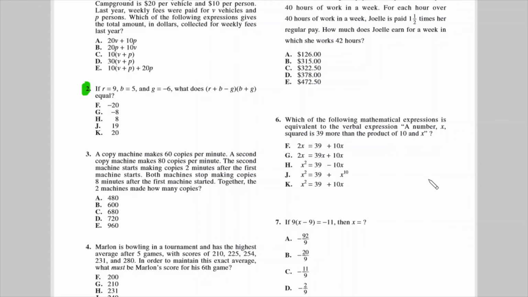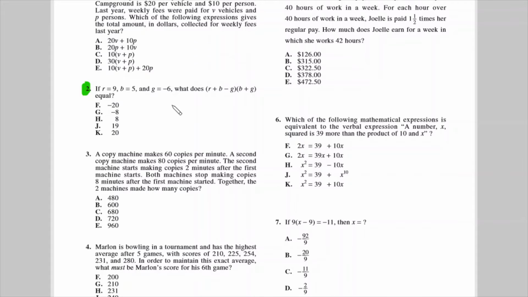Here we're going to look at number 2 to show how the different numbers that you get as you're working through a problem will also show up in the answer choices. And what's great about number 2 is that there are a couple of traps along the way. If r equals 9, b equals 5, and g equals -6, what does (r + b - g)(b + g) equal? This is a basic substitution question. So you take the values of each of the variables, plug it into the expression, and then simplify.